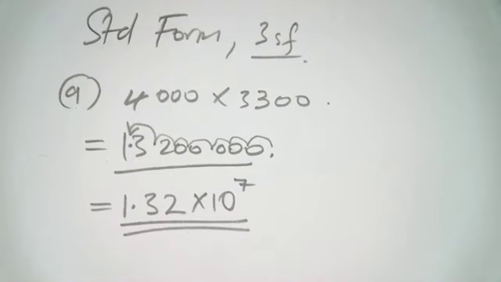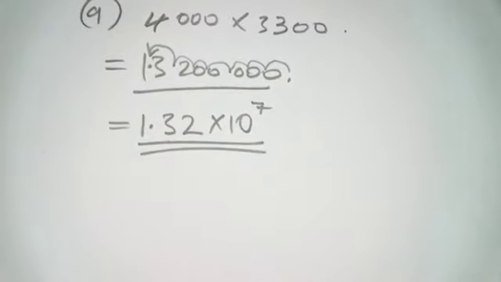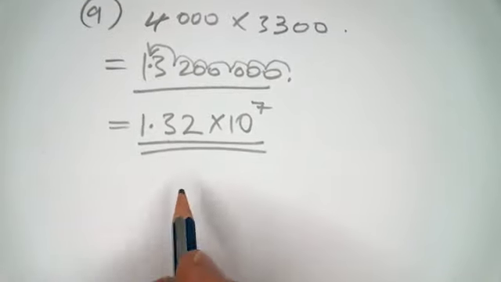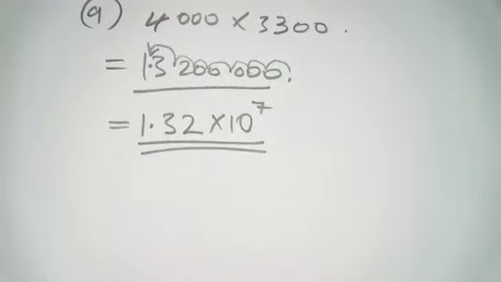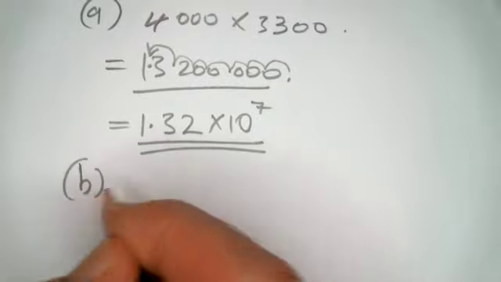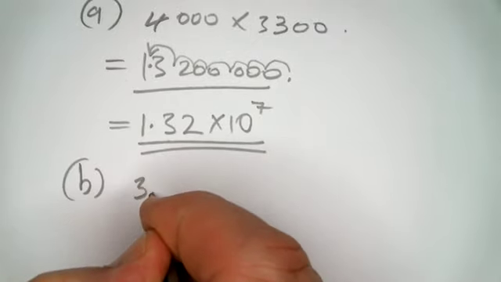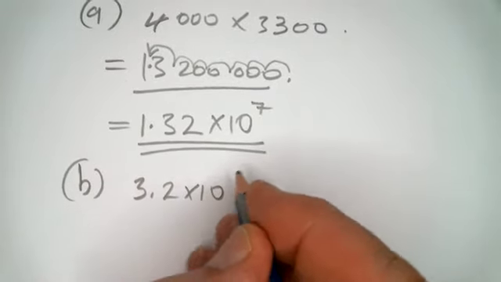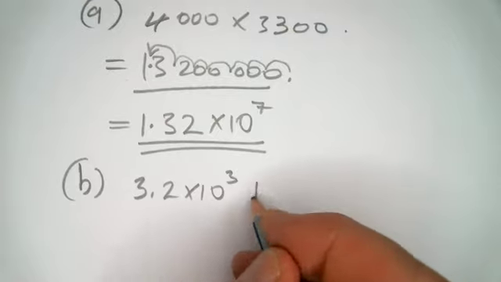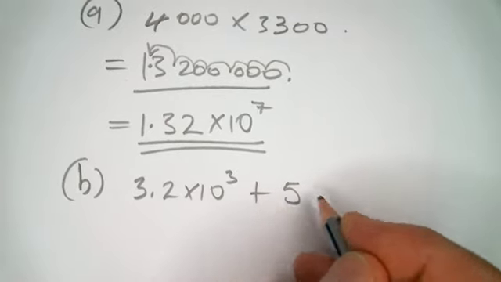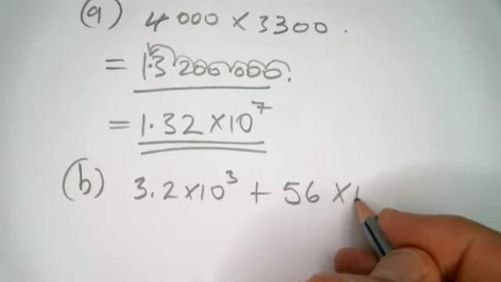All right, well, the next question is B, and B says, write, and I'll just write this down now. Okay, so B is 3.2 times 10 to the power of 3 plus 56 times 10 to the 2.